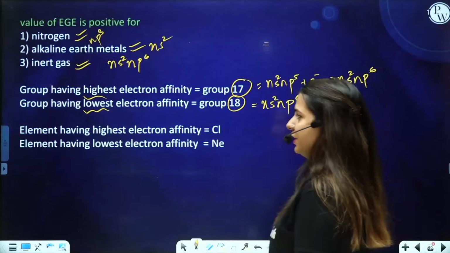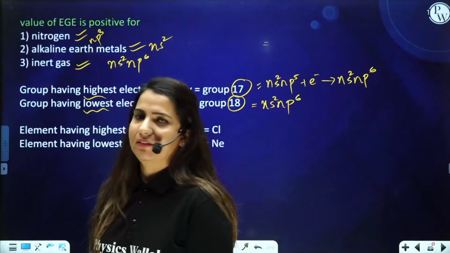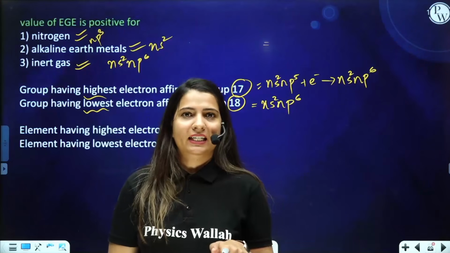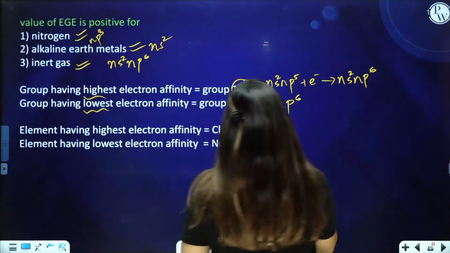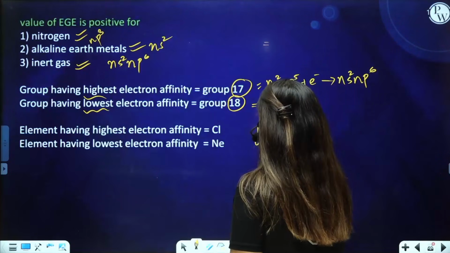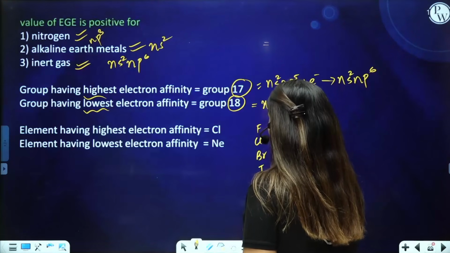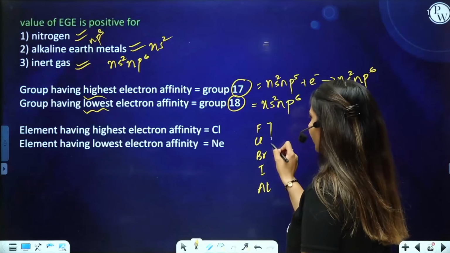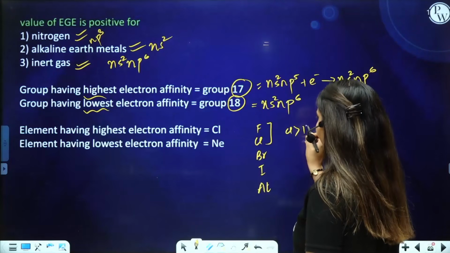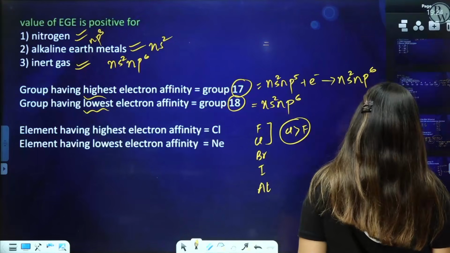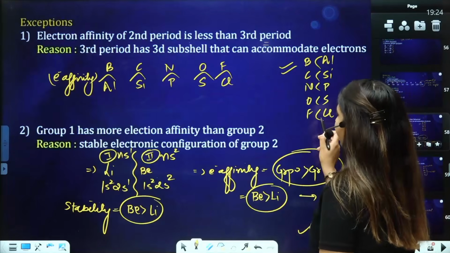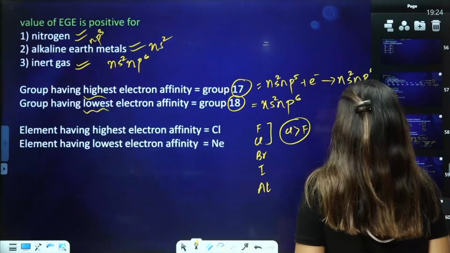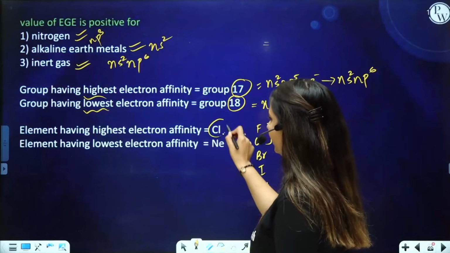Elements having the highest electron affinity: group number 17 has the highest electron affinity among all groups. In group 17 you have fluorine, chlorine, bromine, iodine and astatine. There is an exception here. Chlorine has greater electron affinity than fluorine, and I have explained this and written it over here. So you know the order, you know the answer. The answer will be chlorine.